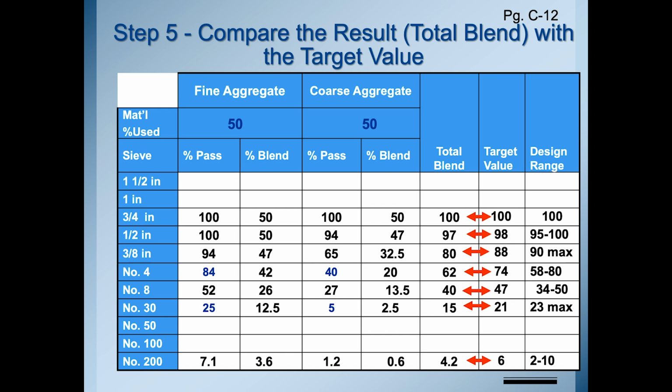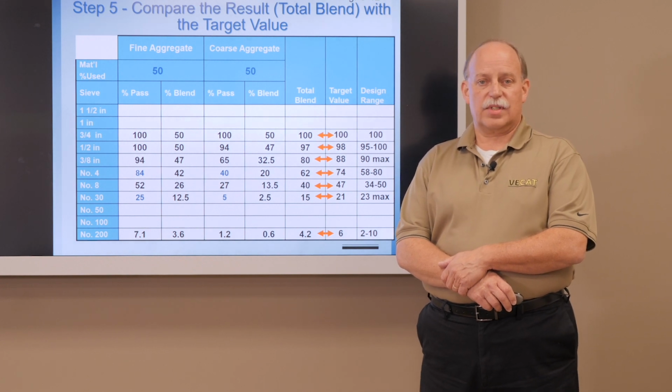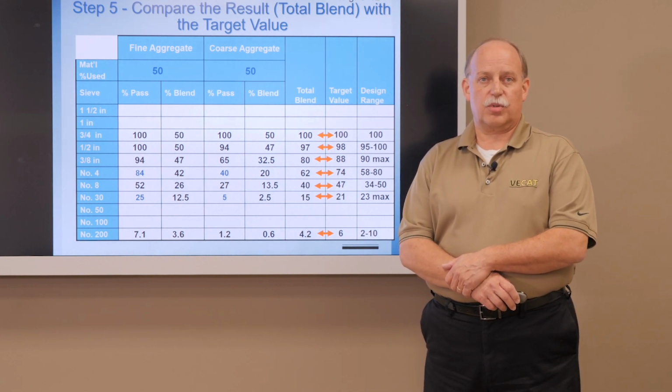Skipping on down to, say, the number 4 sieve, you see that the total blend was 64, but our target was 74, so we weren't very close in that case. The next one, the number 8, we weren't very close on that one either. We had a target of 47 and we only achieved a 40. And when you skip down to the number 200, our target was 6 and we were only at 4.2. So our blend of 50-50 didn't quite produce exactly what we were looking for from a target perspective.